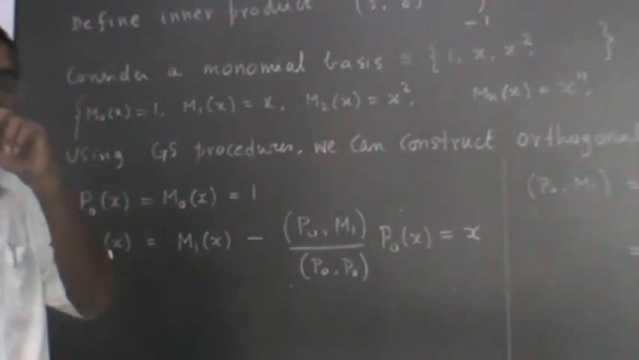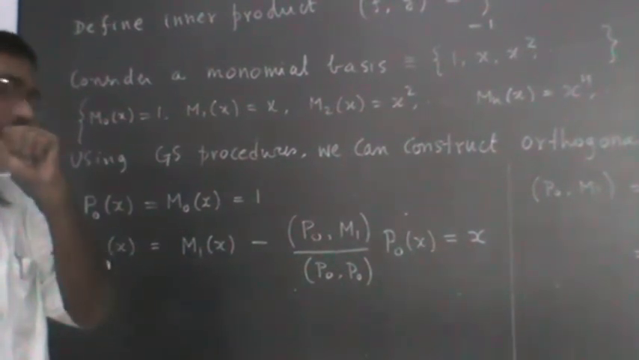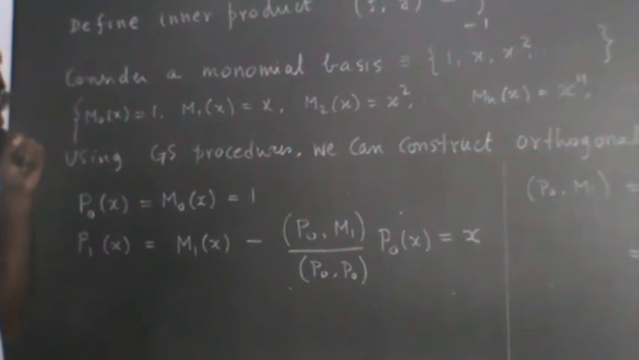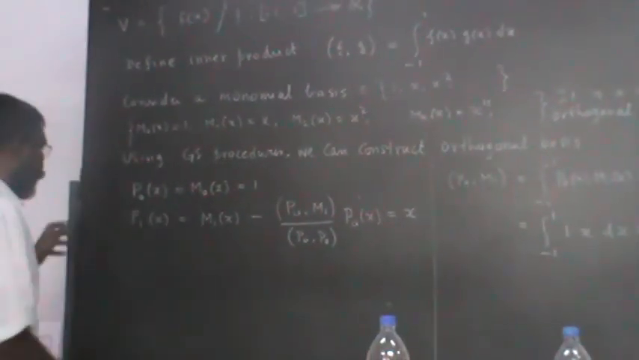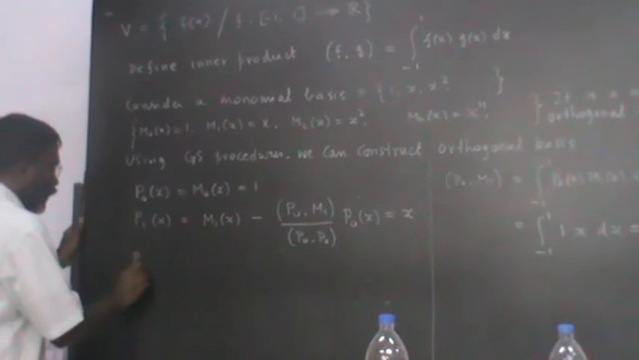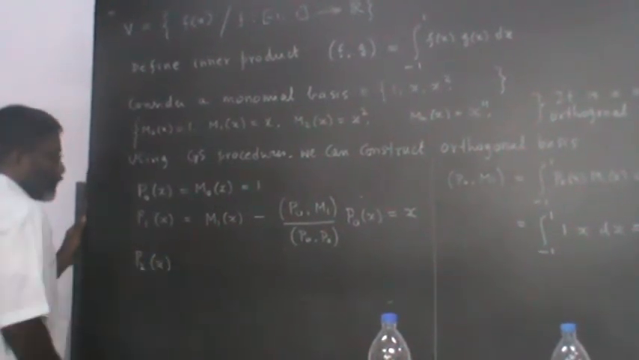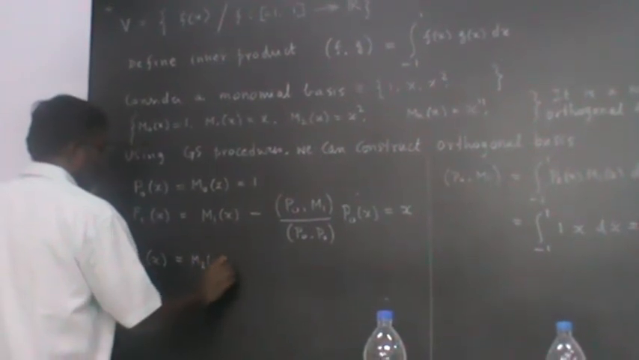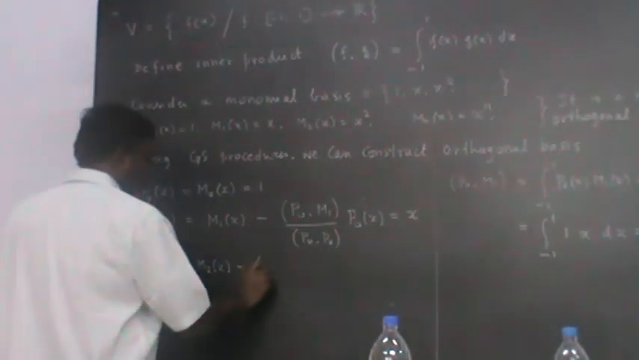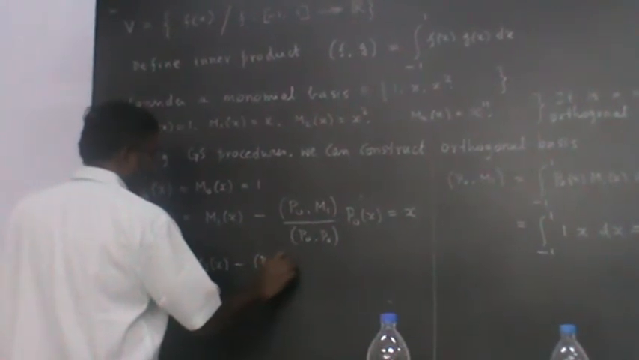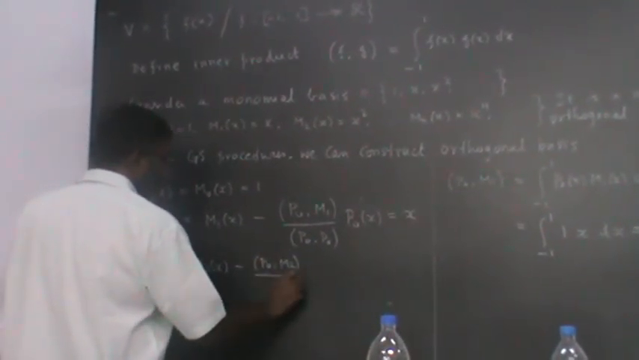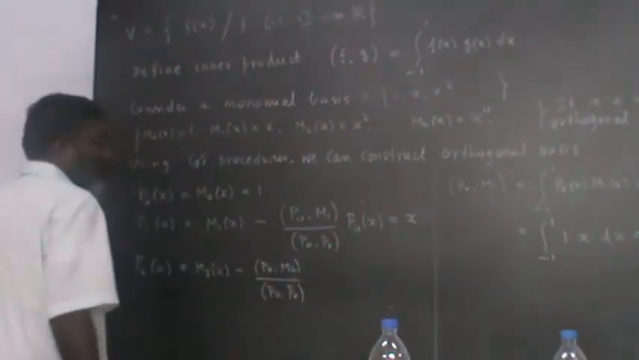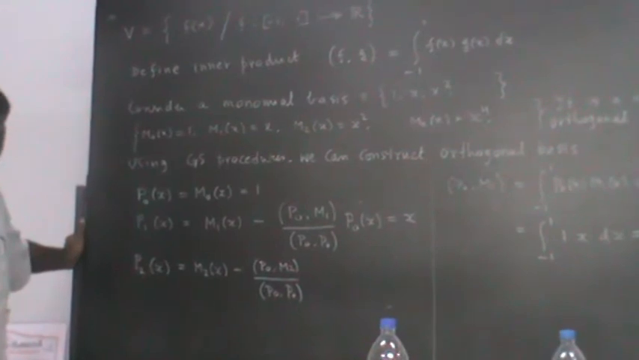Now you can also ask a question: P0 is 1, P1 is x. Now let's call P2. I want to talk about P2 of x. P2 of x is M2 of x minus P0, M2 divided by P0, P0.